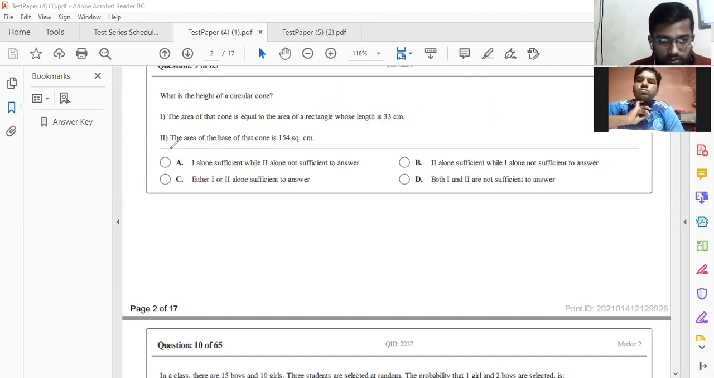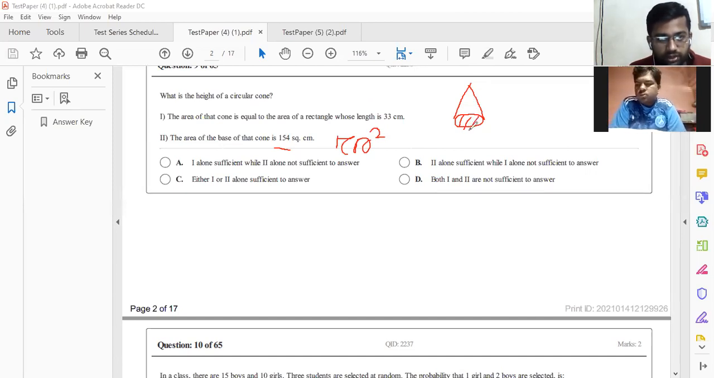Then option 2: the area of the base of the cone is 154. The base of the cone is pi r square, because the base of the cone means a circle. Let's say this is your cone. This is the area of the base of the cone. This is circular. This is pi r l and pi r square.